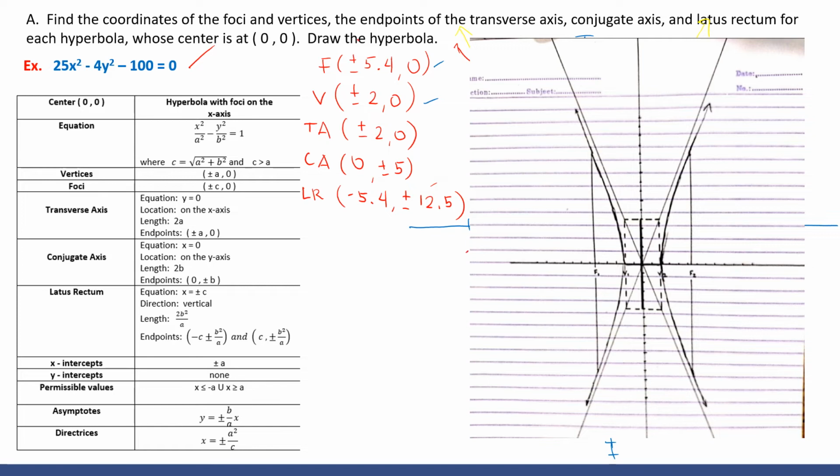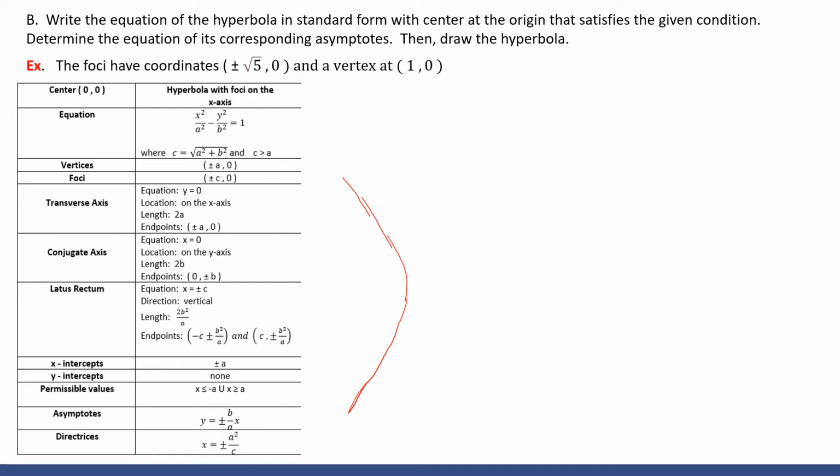Again, para mas maging concrete, mas maganda kung gagamit kayo ng graphing paper or graphing notebook and use ruler para naman dito sa ating straight line. Write the equation of the hyperbola in standard form with center at the origin that satisfies the given condition. Determine the equation of its corresponding asymptotes. Then draw the hyperbola. The foci have coordinates plus minus square root of 5, 0 and vertex at 1, 0.